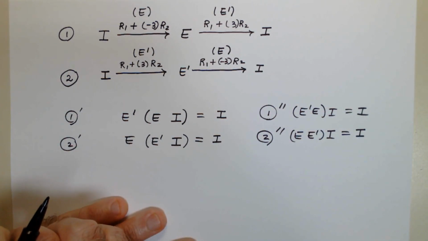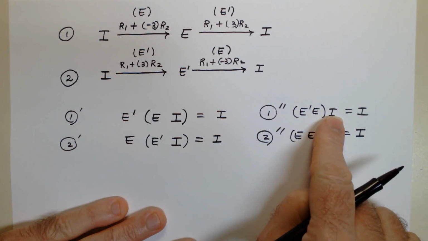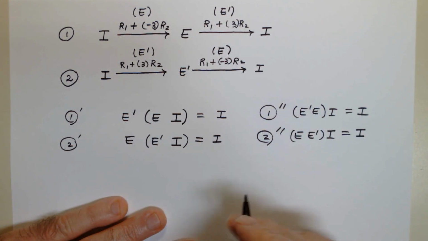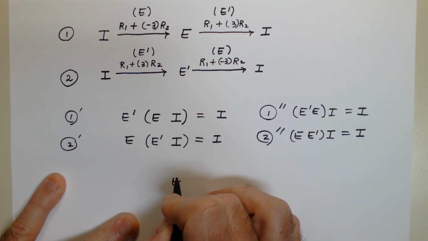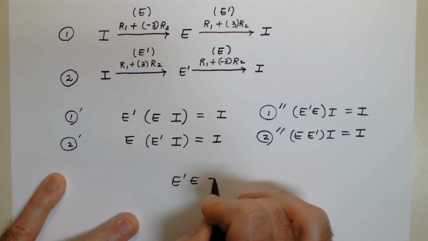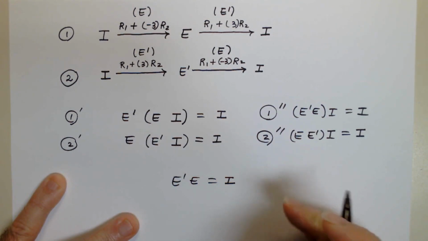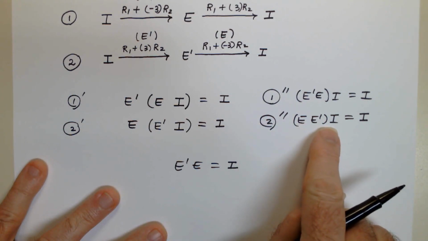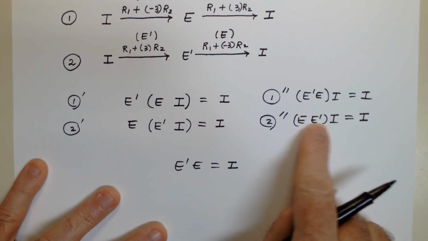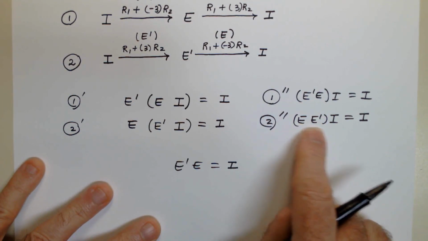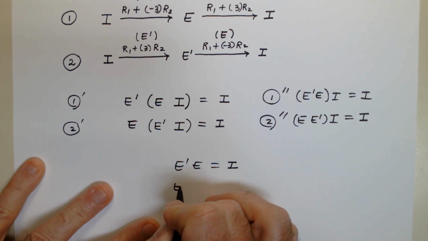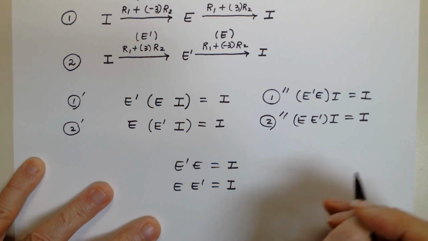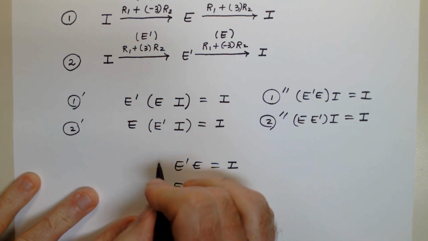That's also equal to I. But multiplication by I leaves this matrix unchanged. So statement 1 double prime is really saying E prime times E is equal to the identity. And statement 2 double prime, again multiplying by I, leaves this unchanged. So this is saying E times E prime is also equal to the identity.